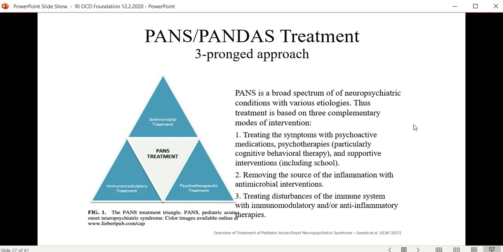This is the official 3-pronged approach to treating PANDAS. Once you've identified it, you will start with psychoactive medications, theoretically. I'll comment about that in a minute. Then therapy and supportive interventions, including school. That's really for mild cases, but I would invert this if I was doing it again. You would first try and remove the source of the inflammation. You would use NSAIDs like Aleve and Advil, and then you might use an antibiotic.